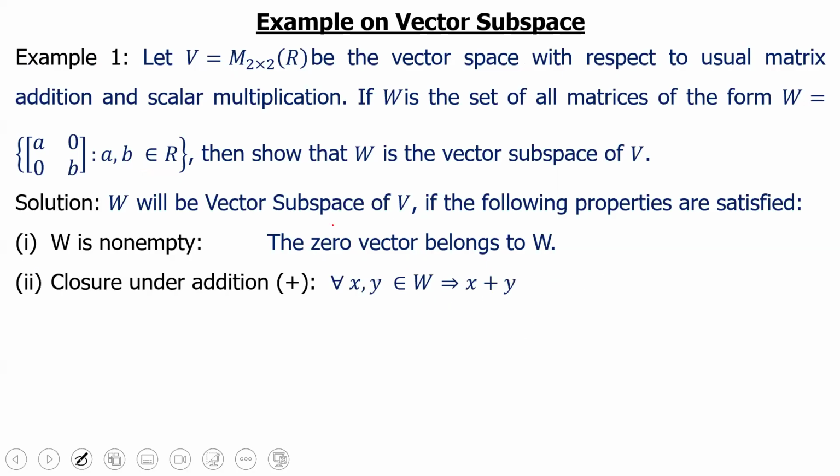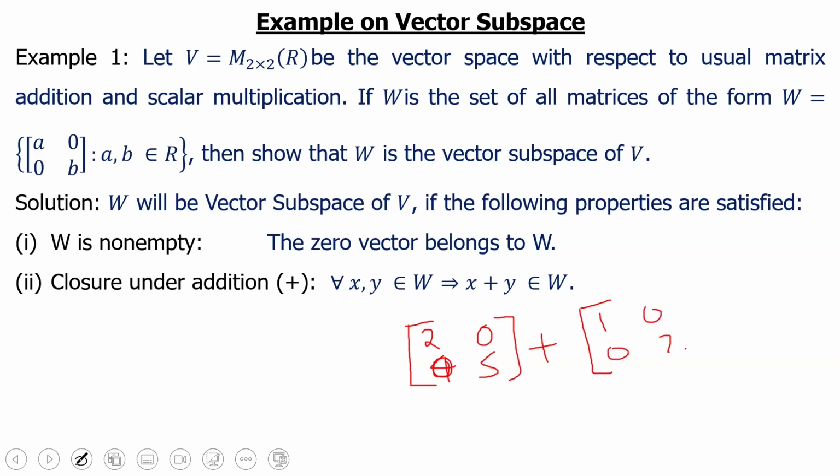Let us go to the second property. Closure under addition: for all x, y belonging to W, x plus y belongs to W. If we take any 2 elements, for example [2 0; 0 4] plus, let me take another example, [1 0; 0 2]. If we add these 2 elements of W, definitely the third element will be [3 0; 0 6], which is also an element of W. So we can say that this satisfies closure under vector addition.